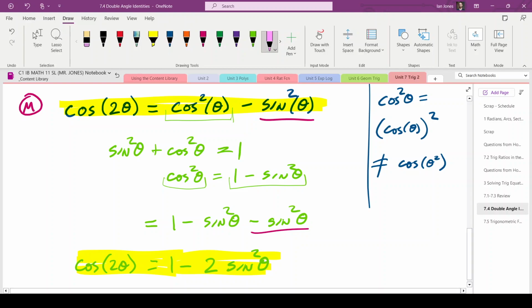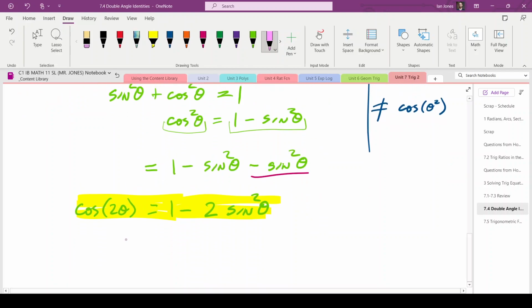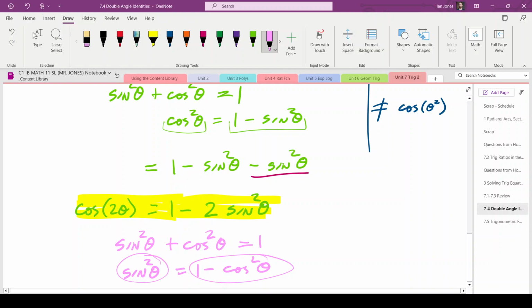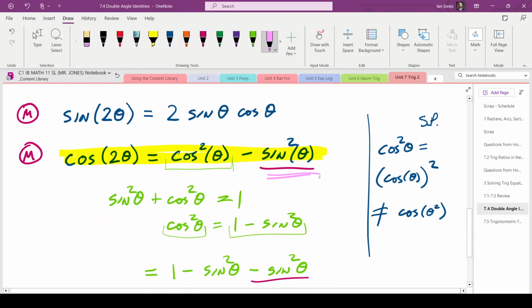Also, and I'll do this in pink, we can come back to the Pythagorean identity and get, again, sine squared plus cos squared is 1. And this time I'm going to isolate sine theta squared. That's 1 minus cosine theta squared. And then I'm going to substitute sine theta squared is 1 minus cos theta squared. I'm going to substitute that right here.